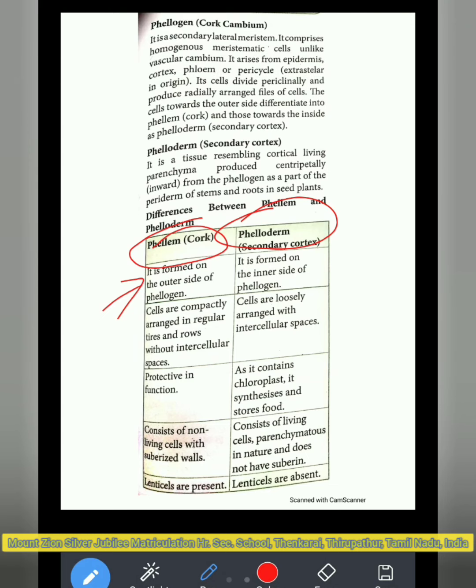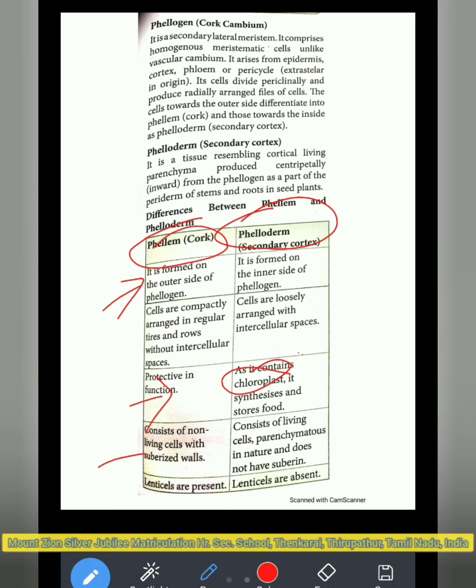Here you can see the cells in phellem are compactly arranged in regular tiers and rows without intercellular spaces, whereas in phelloderm they are loosely arranged and there are some intercellular spaces. Phellem is protective in function, and in phelloderm you can see chloroplasts. If chloroplast is present, then definitely there is synthesis and storage of food. It mainly helps to store food. So the phelloderm is protecting and also storing food materials.